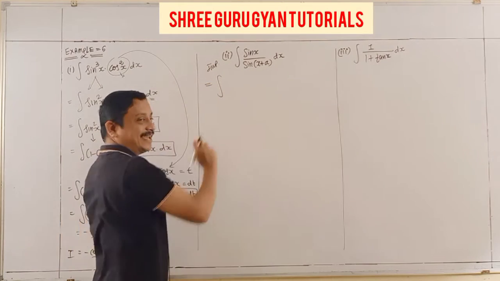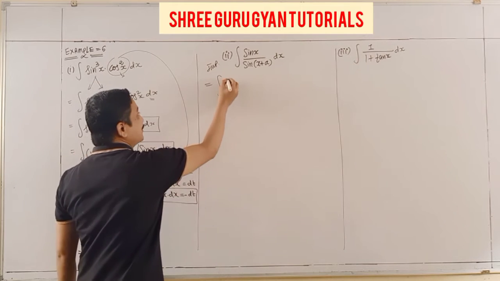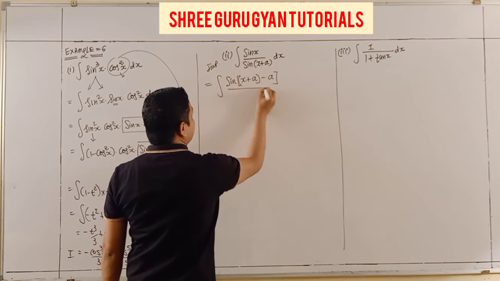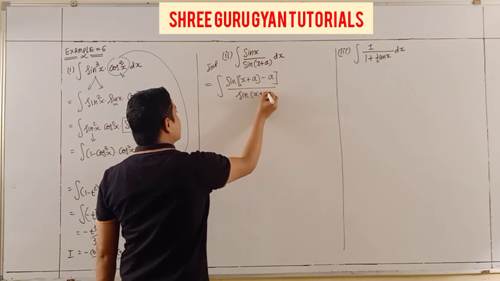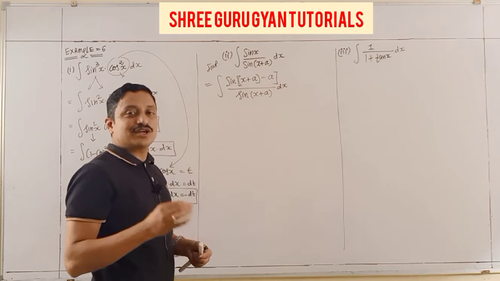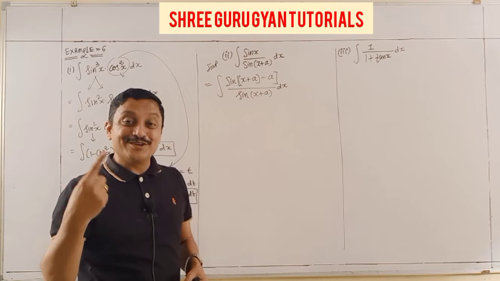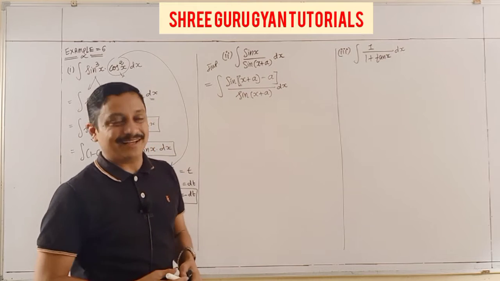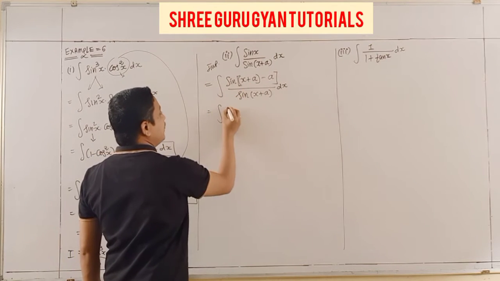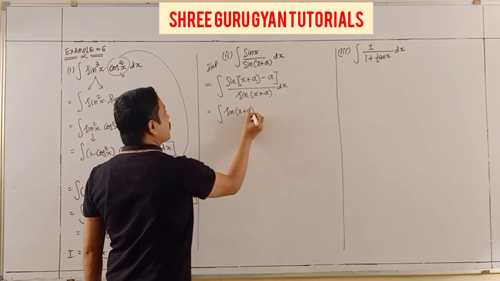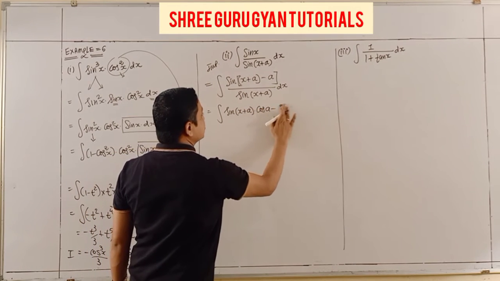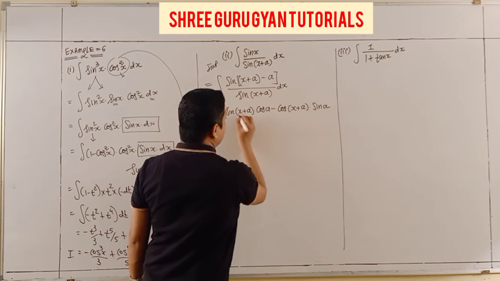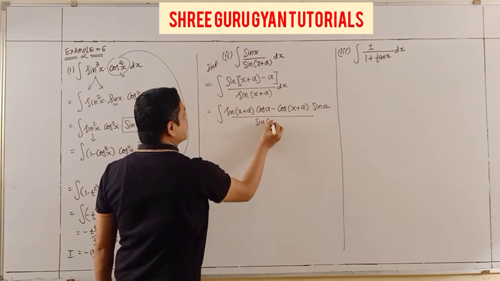Students, here x plus a, I create in the numerator also x plus a. Here x plus a minus a, and here sin x plus a as it is. Students, I think you know that we wrote a total of 18 formulas. Today we also write down 2 more, 19 and 20 number, including in this numerical. So this formula I know, sin x plus a cos a minus cos x plus a sin a, upon as it is sin x plus a.